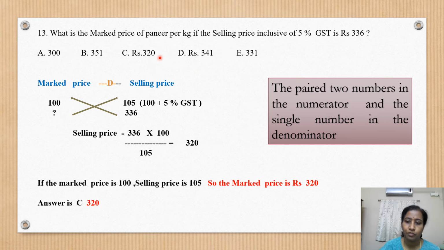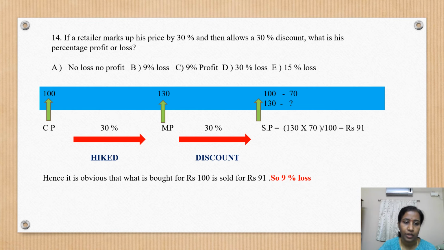What is the marked price of paneer per kg if the selling price inclusive of 5% GST is rupees 336? So I assume the marked price as 100, selling price 105. Why 105? 100 plus 5% GST is 105. If the selling price is 336, what is the marked price? The same technique, 336 into 100 by 105, and I get the answer as 320 rupees.